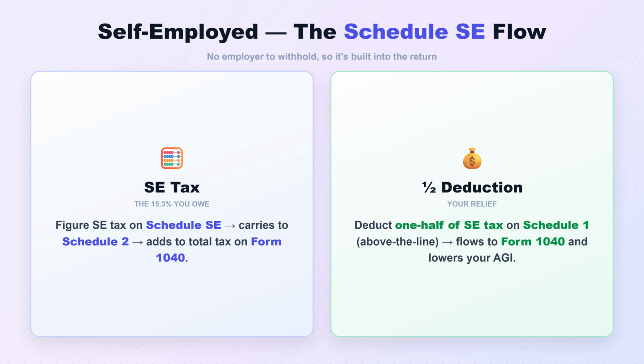For the self-employed, here's the Schedule SE flow. You figure your SE tax, the full 15.3%, on Schedule SE. That carries to Schedule 2 and adds to your total tax on Form 1040. But you also get relief. You deduct 1/2 of your SE tax on Schedule 1, which is above the line, so it flows to Form 1040 and lowers your AGI. Pay the tax, take the deduction.